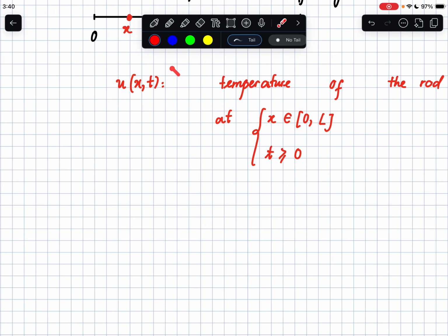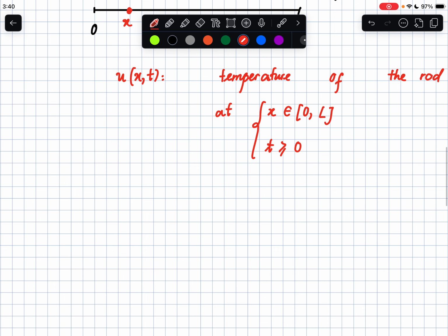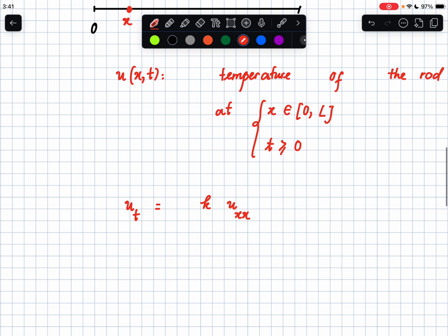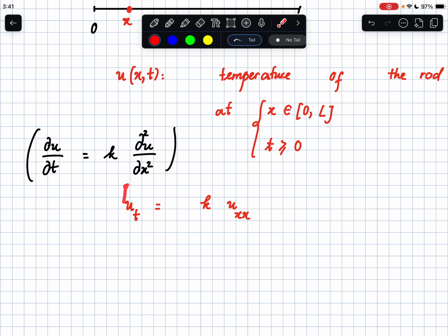And we will try to solve for this u(x,t) with the heat equation given by u_t equal to k times u_xx. Here u_t, you can also see that they write du over dt, the partial derivative of u with respect to t, equal to k times d squared u over dx squared, the second order partial derivative with respect to x. I use this notation to make it simple.